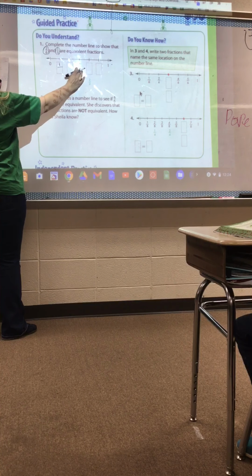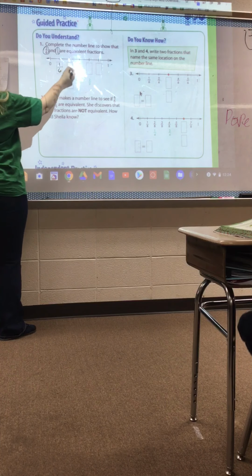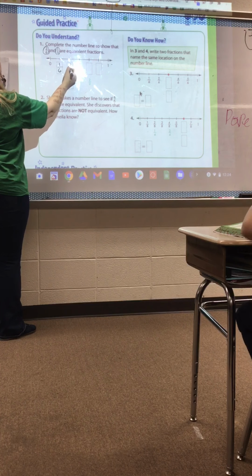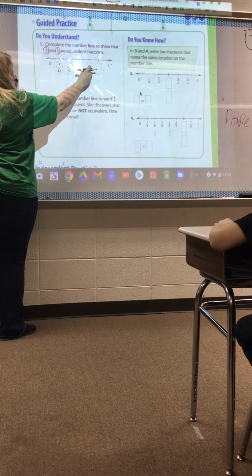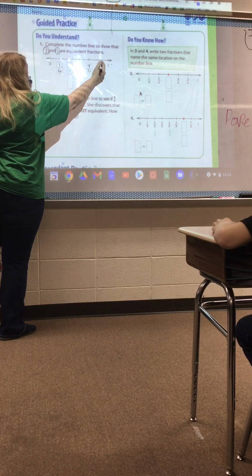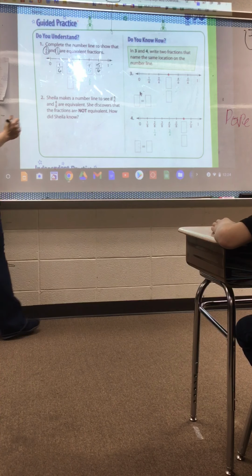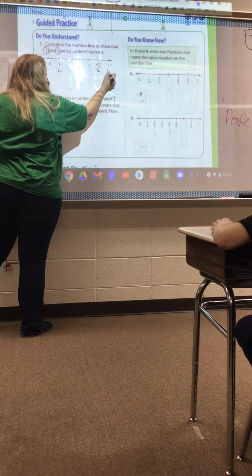Alright, so the first one is going to be 1 what? How many pieces? 6, right? Because we've broken it into 6. So the next one would be 2/6, we have 3/6, and then 4/6, and then 5/6. And if I was going to do the whole, it would be what? 6/6, because it's the whole, right?